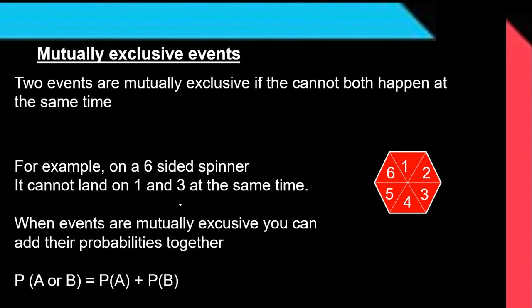So when we have two events that can't happen at the same time, if we want to work out the probability of one of them happening, we connect it with the word or, which makes sense. One happens or the other. And when we find the probability of mutually exclusive events, we add the two events together. Okay, so that's from previous videos how we write probability.